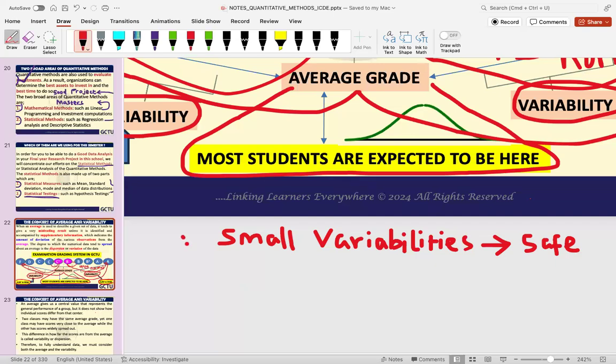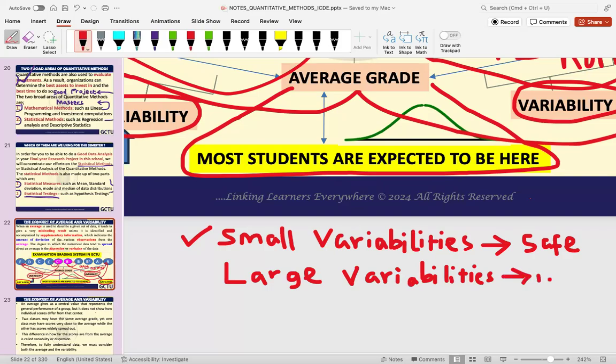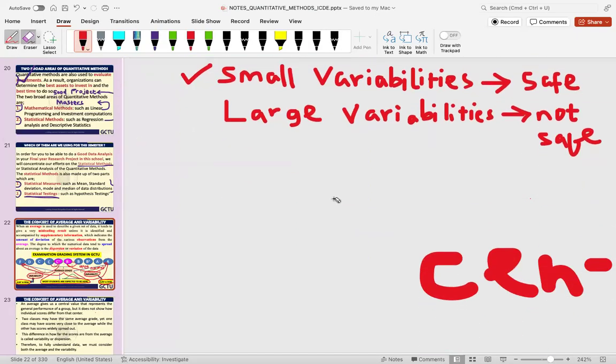In business, we don't encourage large variabilities, because that is the opposite of what I've written up there. Because they are not safe. They are not safe. Let me give you an example in Ghana to help you understand the two statements I've written.